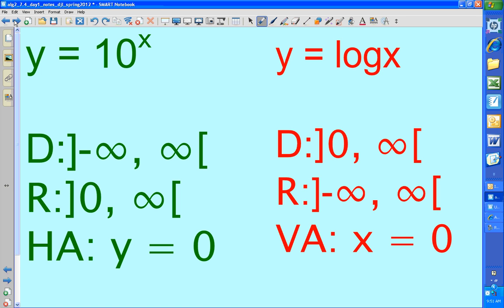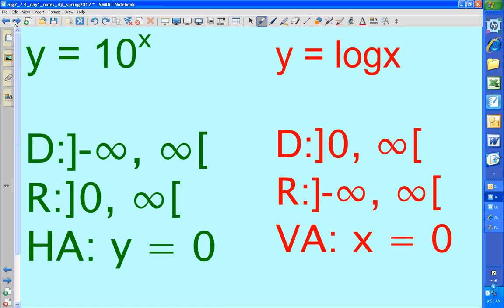And that's true for every exponential and logarithmic function, regardless of the base. It's true whether it's 10 to the x, 8 to the x, 3 to the x, or log base 2 of x, log base 20 of x, log base 5 of x. It doesn't matter. None of those things will matter. Everybody good on the domain and range?